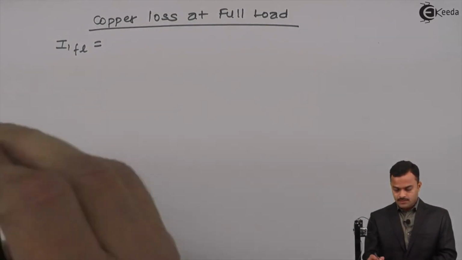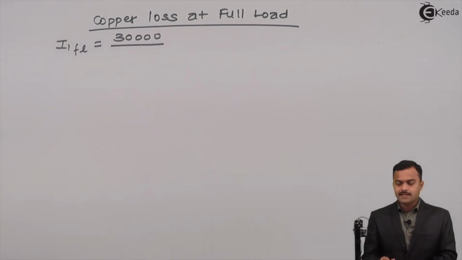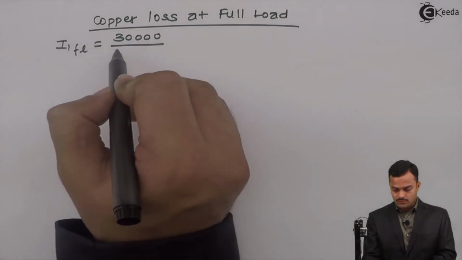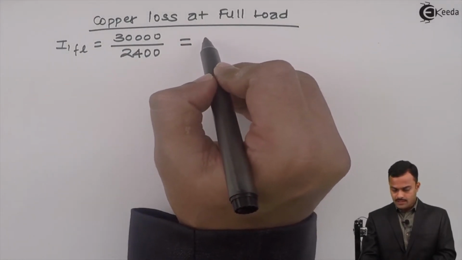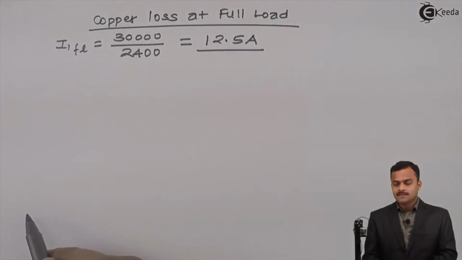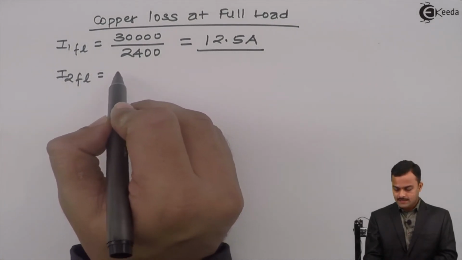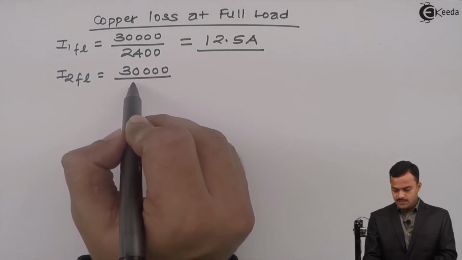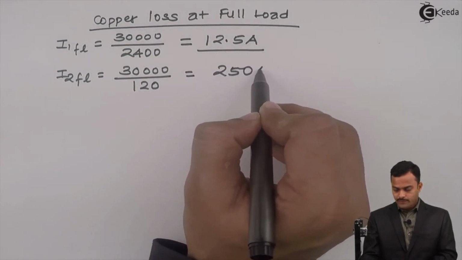It's very simple. Whatever the kVA rating is given, that needs to be divided by that side voltage. The voltage at the primary side is 2400. So this will give you I1FL as 12.5 ampere. Similarly, I can get secondary side full load current as 30,000 divided by secondary side voltage, that is 120, which is nothing but 250 ampere.